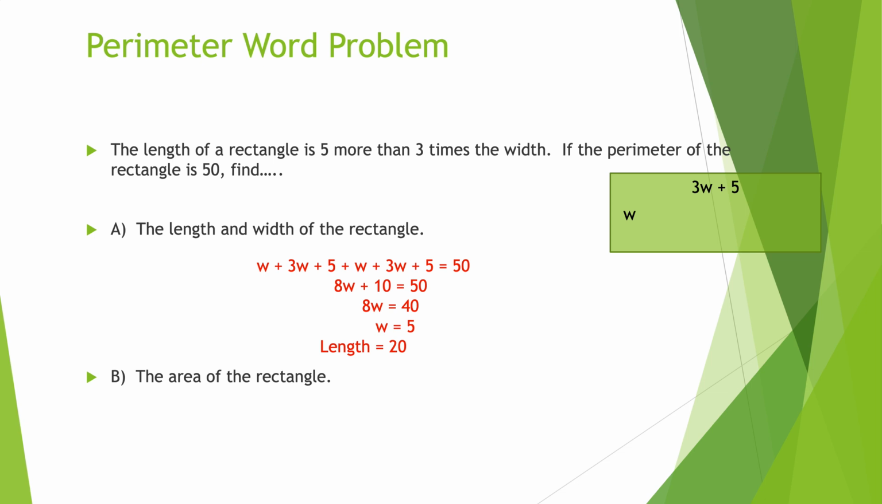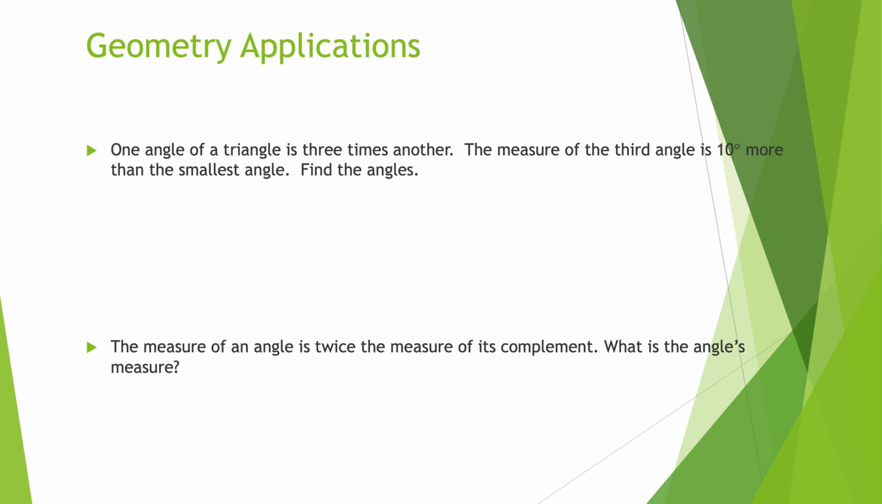So the width is 5, and the length, I have to plug in the 5. 3 times 5 is 15, plus 5 more is 20. So the length works out to be 20. What's the area? Area is length times width, and that's 100. Okay? All right. Little geometry application thing going on here.